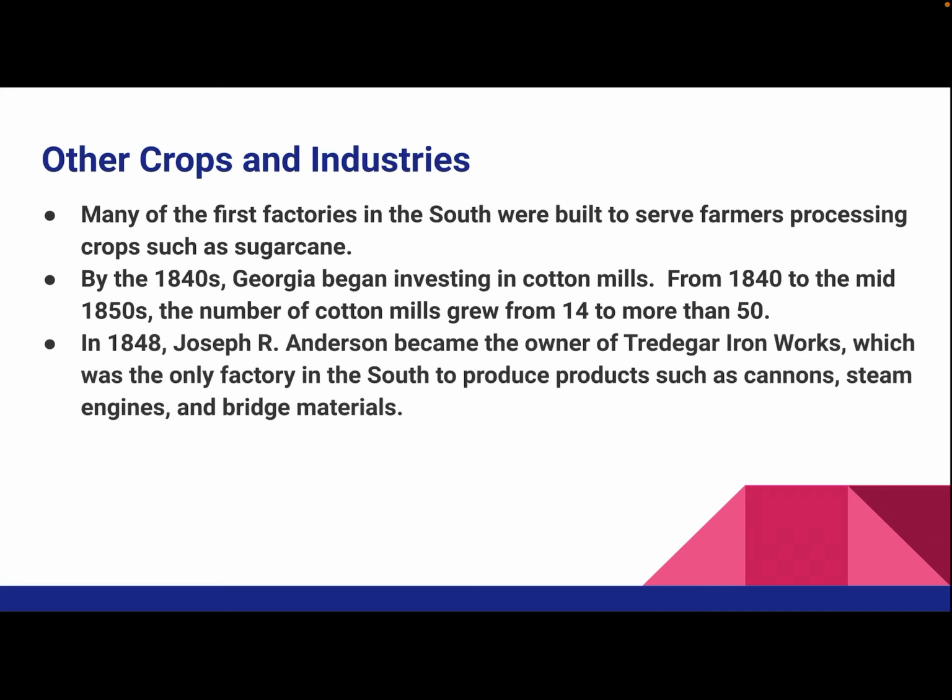In 1848, Joseph R. Anderson became the owner of Tredegar Iron Works, which was the only factory in the South to produce products such as cannons, steam engines, and bridge materials. So, right, it was really the only one. All the other factories in the South were designed and built to deal with anything agriculture. But Tredegar Iron Works was the only factory that actually produced other products such as cannon and steel.